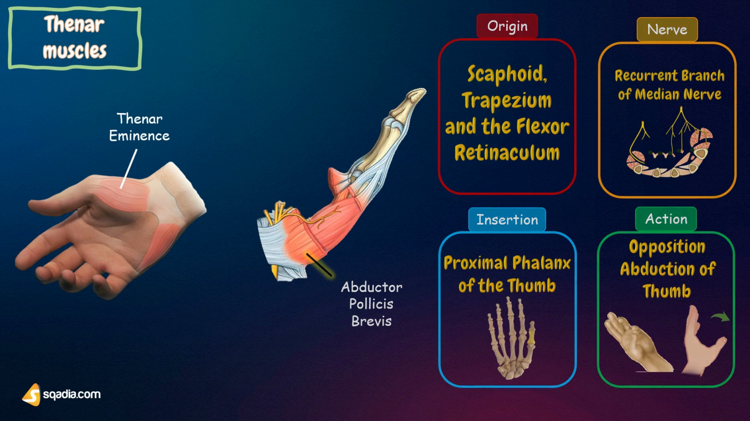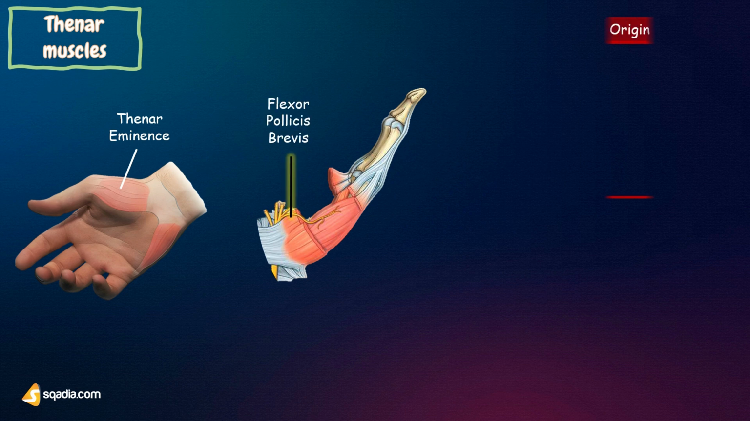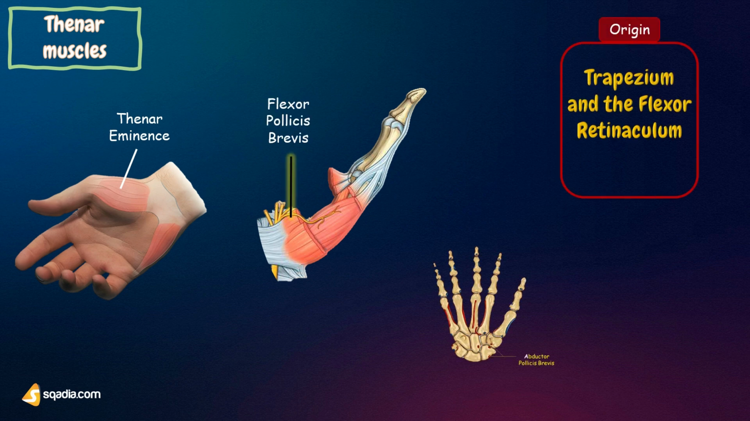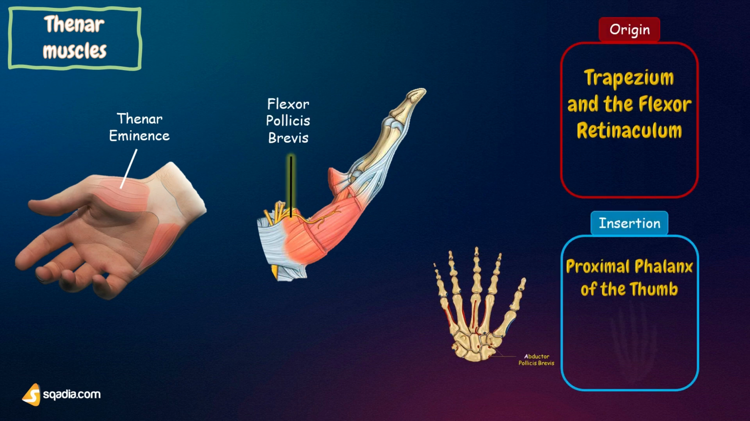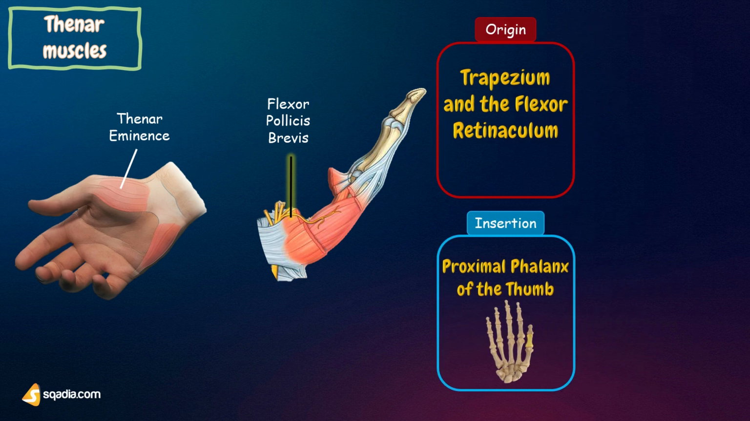Lastly, we have the flexor pollicis brevis. This muscle is distal to the abductor pollicis brevis. It originates mainly from the tubercle of the trapezium and adjacent flexor retinaculum, but it may also have deeper attachments to other carpal bones and associated ligaments. It inserts into the lateral side of the base of the proximal phalanx of the thumb. The tendon often contains a sesamoid bone.